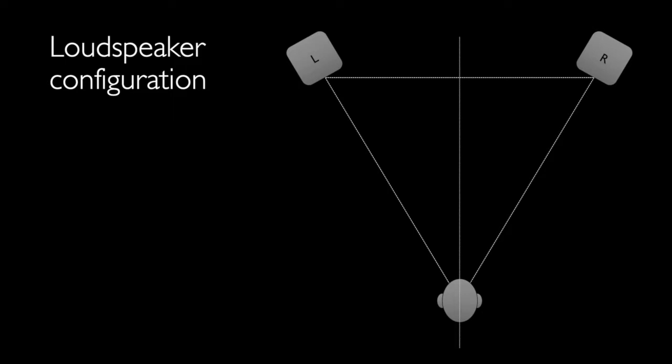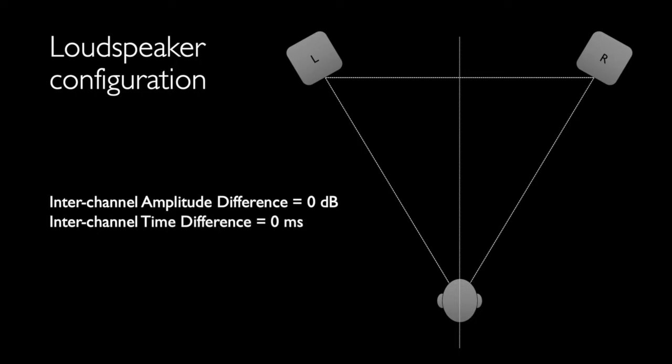Right now, you're listening to my voice, which has been recorded as two identical audio channels. That means that the left and the right audio channels are exactly the same level, and there's no time difference between them. People who work in the audio industry will say that there's no interchannel amplitude difference and no interchannel time difference, which is just an expensive way to say that the two audio channels have the same content.